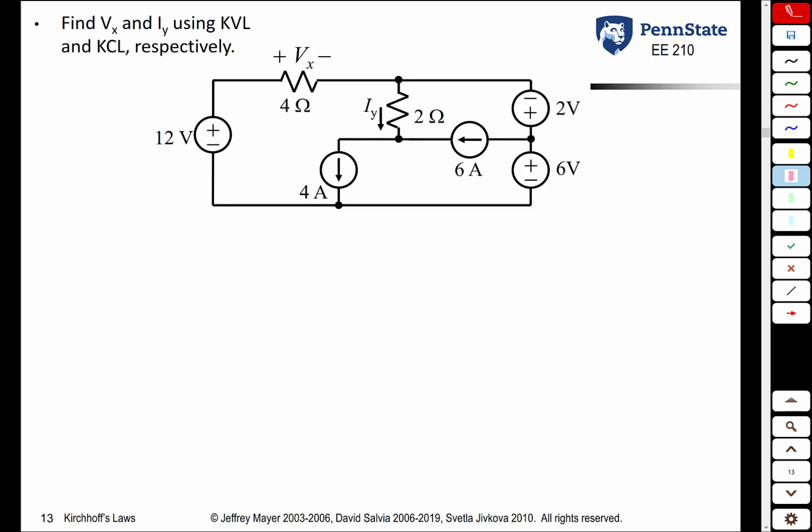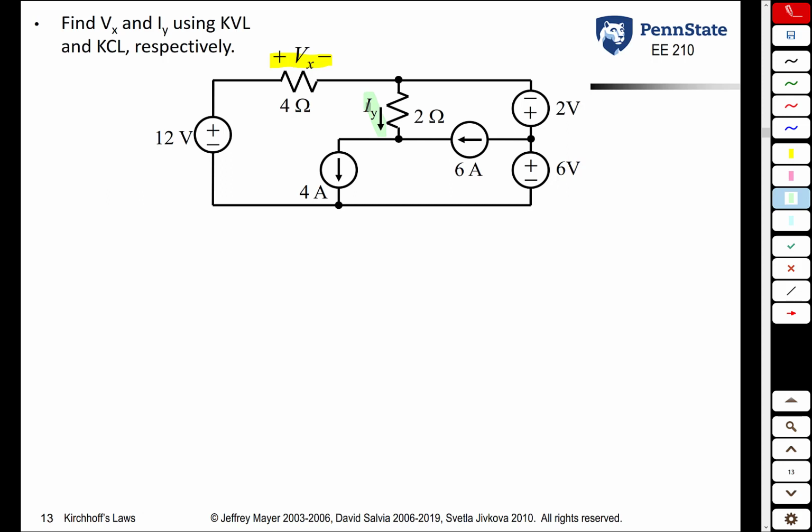Let us finish off this lecture with one simple example illustrating how KVL and KCL can be used to solve some simple circuits. Here we have a circuit with a couple voltage sources, a couple current sources, a couple resistors, and we have two unknowns. We have Vx, which is the voltage across that 4 ohm resistor, and we have Iy, which is the current through this 2 ohm resistor. The idea behind using KVL and KCL is to see if you can find some equation where the only unknowns are Vx and Iy.